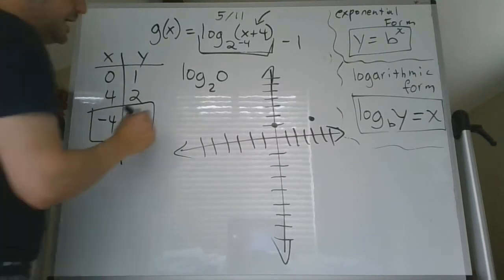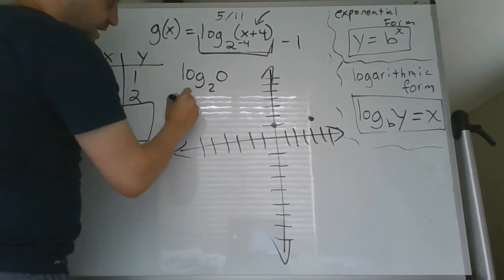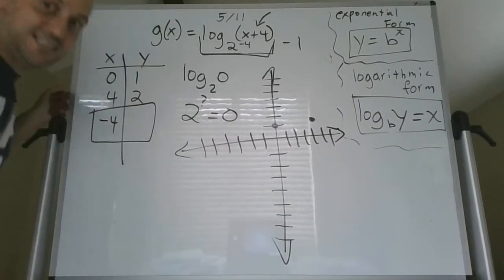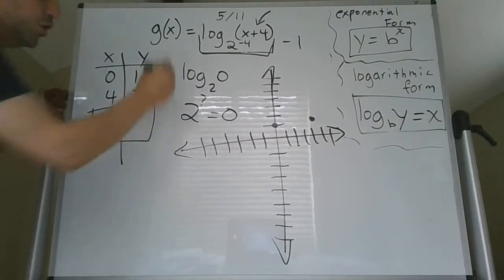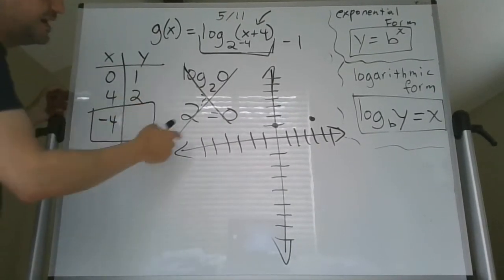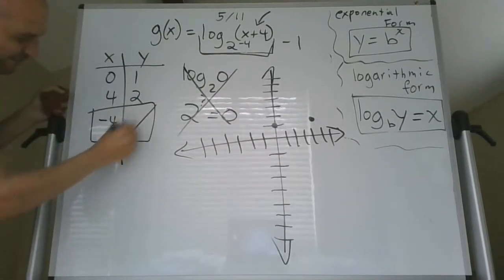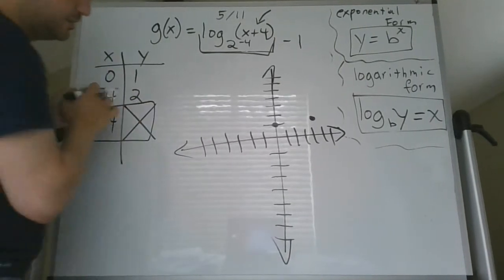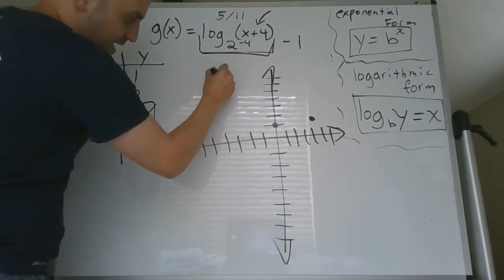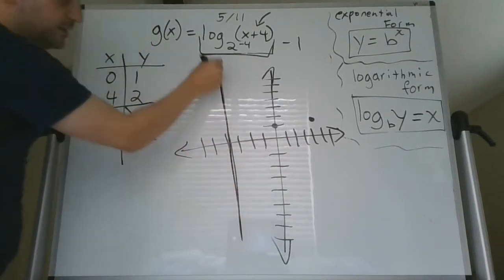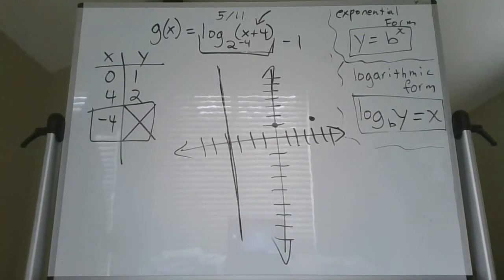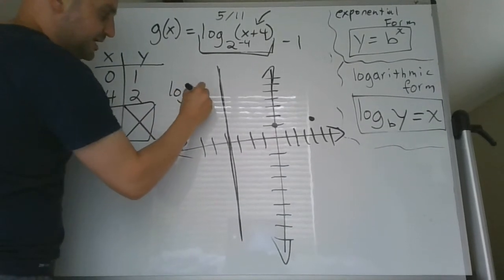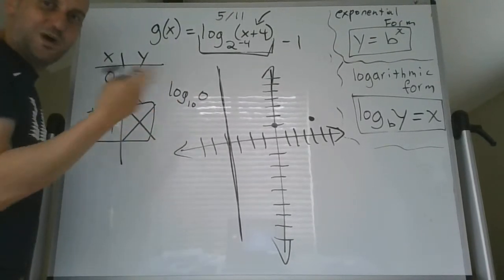Here's why. That means 2 to the power of what is equal to 0? It doesn't. 2 to the power of nothing is equal to 0. We get what's called an asymptote. So what's our asymptote? X is -4. That's our asymptote. So we're going to go to -4 on the x and draw an asymptote. You don't believe me? Here, try this. What if I told you log base 10 of 0? That means 10 to the power of what is equal to 0?